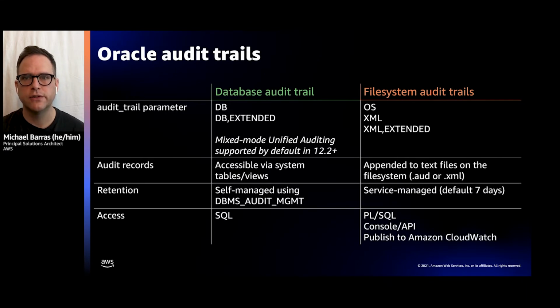Now let's take a closer look at that first step. With RDS Oracle, you have 2 main options for audit trails, either database or file system. When you set audit trail to DB or DB extended, Oracle writes audit records primarily to tables inside the database, and you access them using SQL and database views. When you use the database audit trail, mixed mode unified auditing is automatically enabled for 12.2 and later. Pure mode is not supported with RDS.